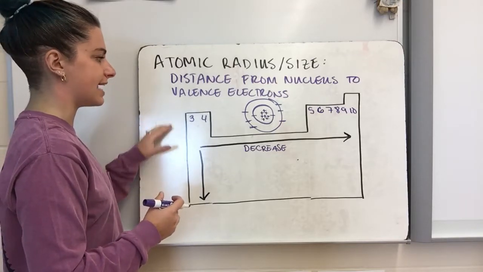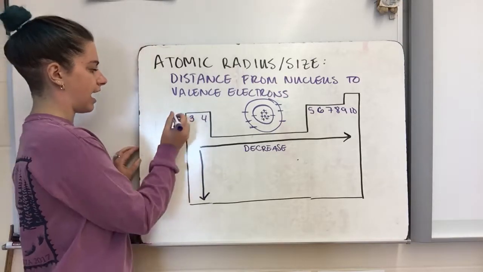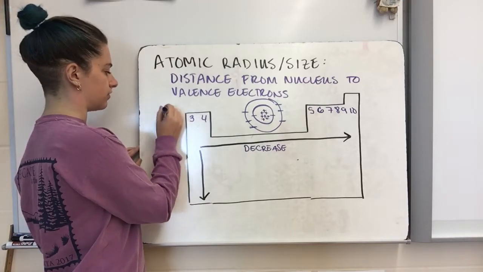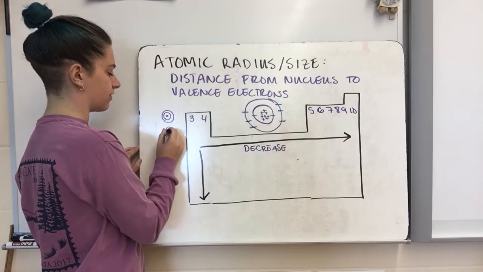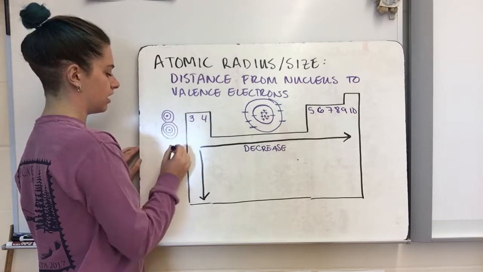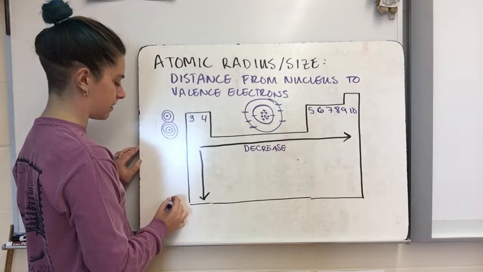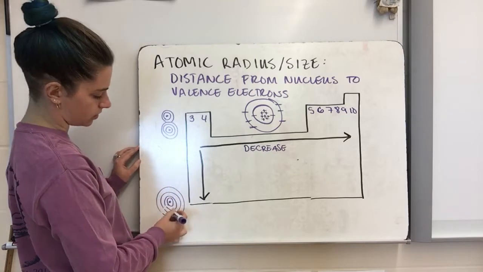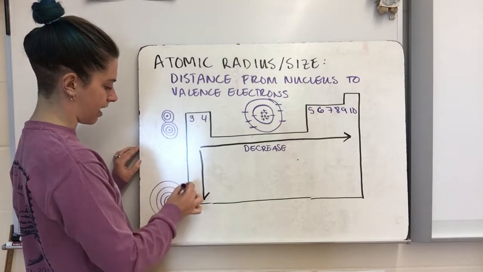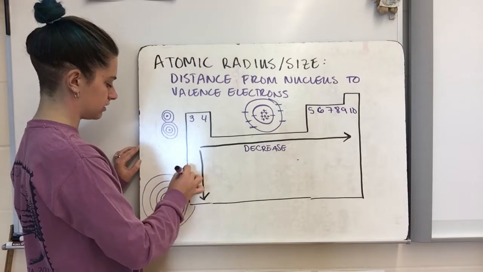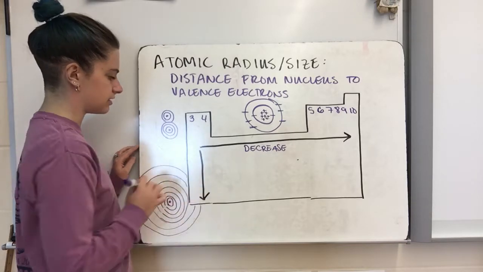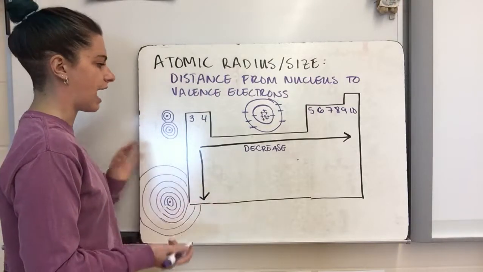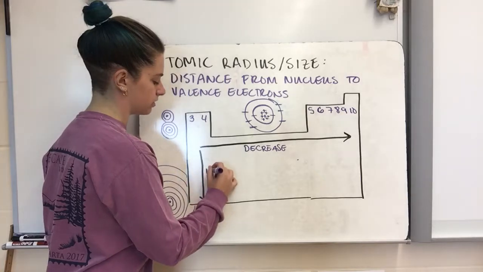As we move down our periodic table, our first element here has 2 energy levels. As we go down, we now have 3 energy levels. And if we think about this as we go all the way down to the bottom, we're going to end up with, let me count, 1, 2, 3, 4, 5, 6, 7 energy levels. So as we go down and as we add those energy levels to the outside of our atom, our atomic size is going to increase.